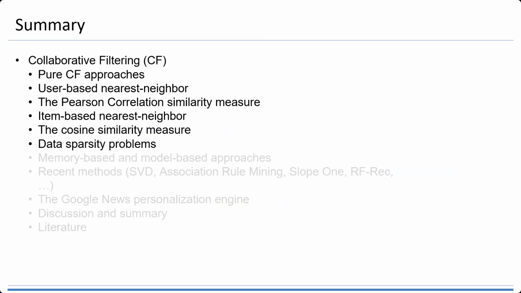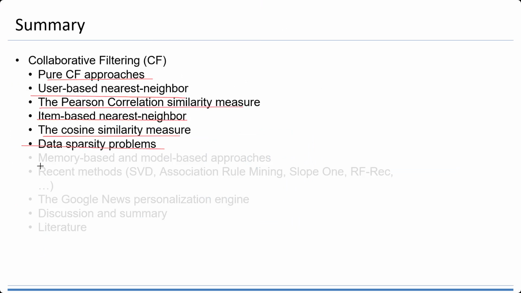Okay, so I think that's all what we learned today. We learned about the pure collaborative filtering, and we learned about the user-based nearest neighbor. We learned about the person correlation. We learned about the item-based nearest neighbor, and we learned also the cosine similarity. And we handle some data sparsity problems like with the graph-based method.